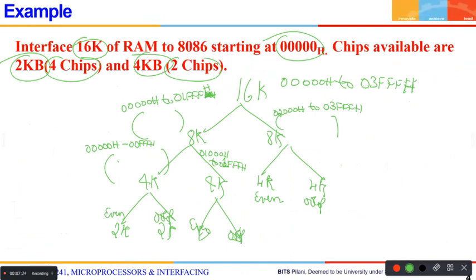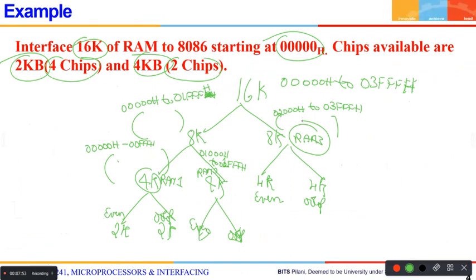So done. You have 2K 4 chips and 4K 2 chips. Okay? Right? Now, let this be your RAM 1. See here, RAM 1. This will be your RAM 2. Okay? And this will be your RAM 3.